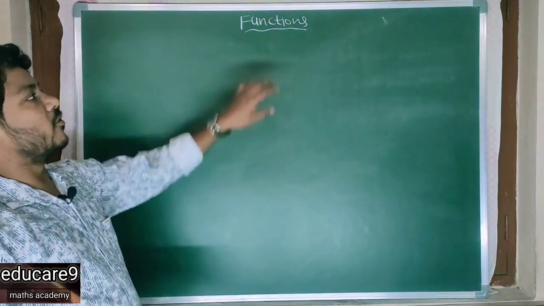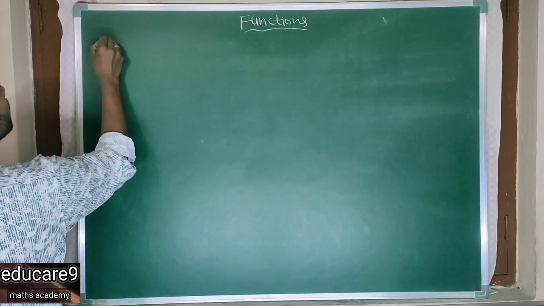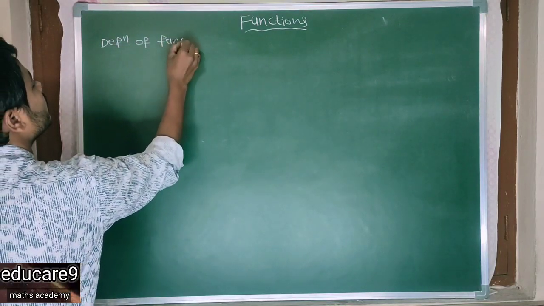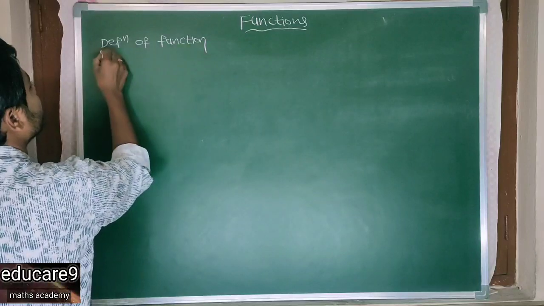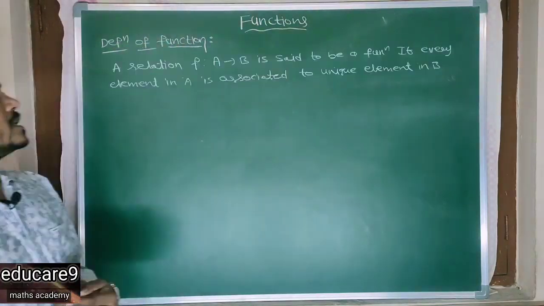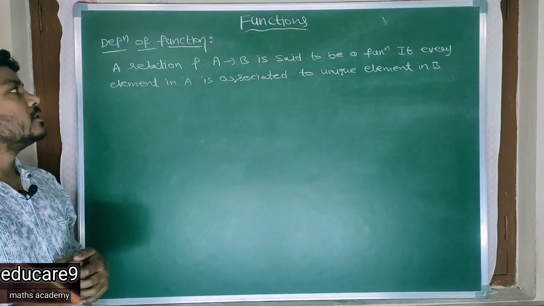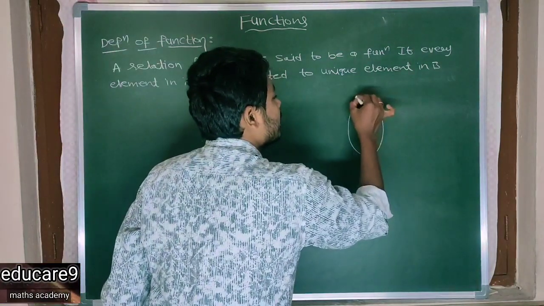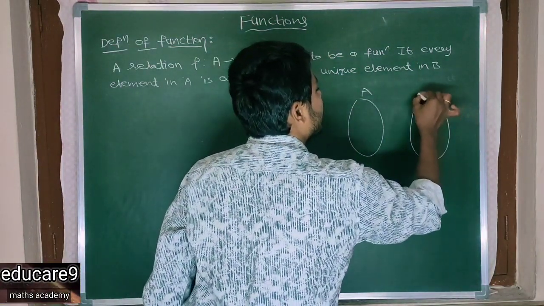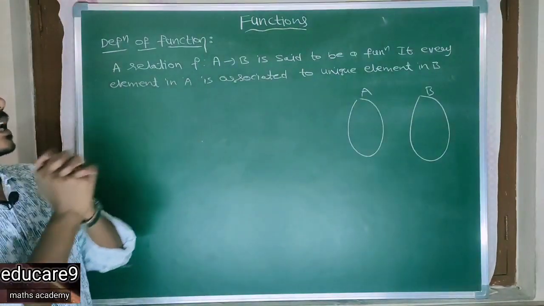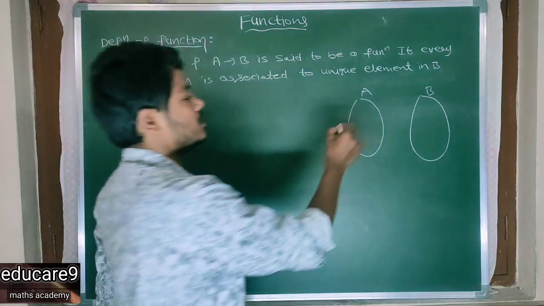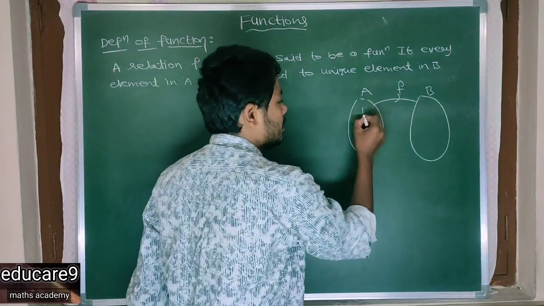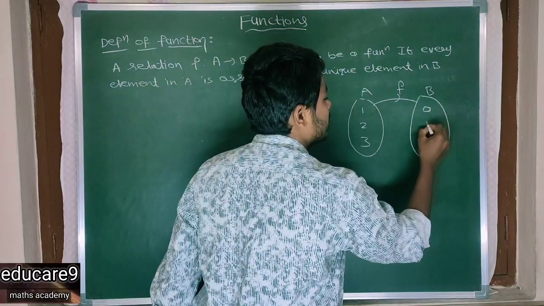Next, the definition of function. Function means a relation f from A to B, where A and B are two non-empty sets. So there exists a relation between the two sets. Here A and B are non-empty, meaning A has the elements 1, 2, 3 and B has the elements A, B, C.